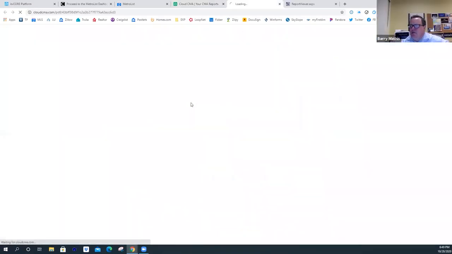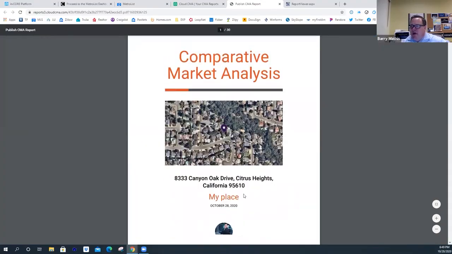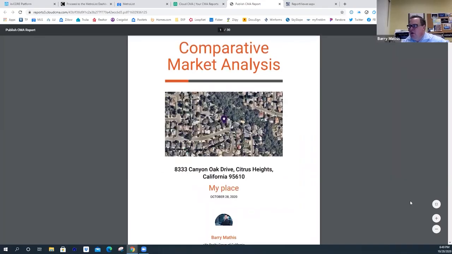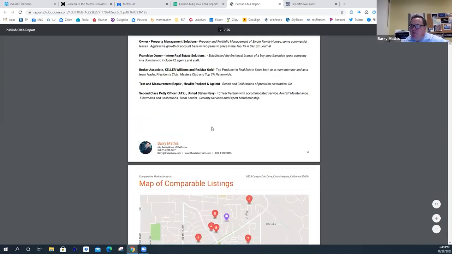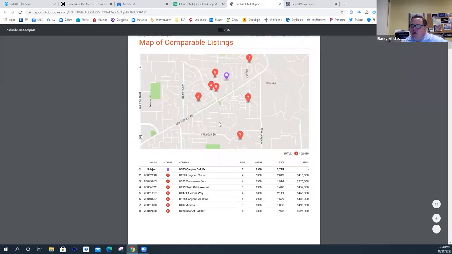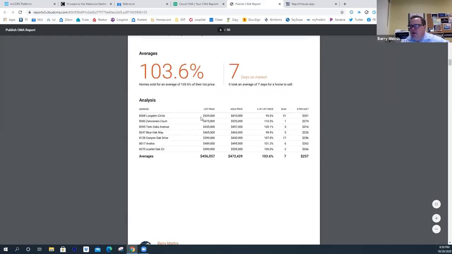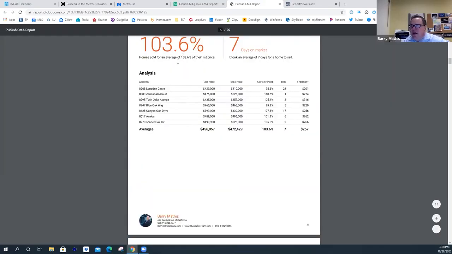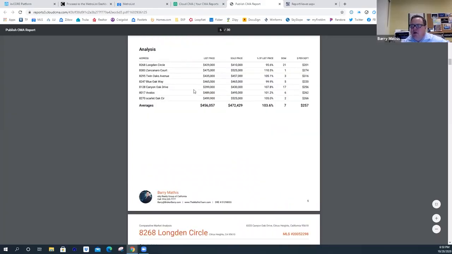Just to jump into it, it would look like this. So once I get this, I would print this out. Boom. Comparative market analysis, my place, got my picture on it. And then I just can go through here's a little bit about my background, a little bit of a resume on me. Then it talks about the comparable listings. This is where the properties were. And I can go through summaries of it, and then it tells you, look, things are selling for much higher. They're only about 7 days on the market. And they're selling for more than what they're asking for. It's a pretty hot market.